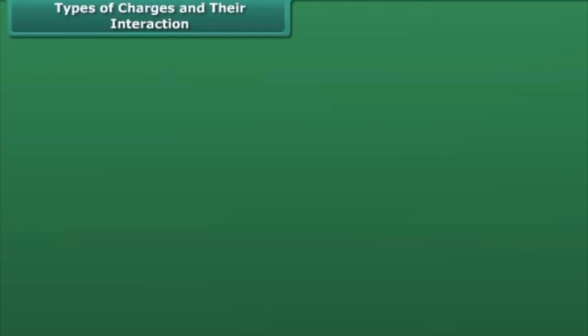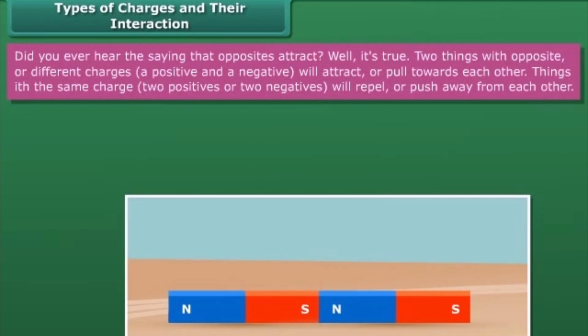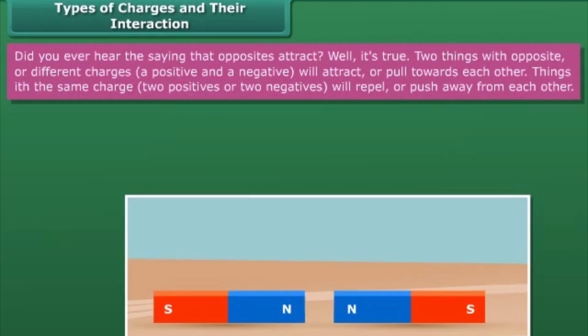Types of charges and their interaction. Did you ever hear the saying that opposites attract? Well, it's true. Two things with opposite or different charges, a positive and a negative, will attract or pull towards each other. Things with the same charge, two positives or two negatives, will repel or push away from each other.